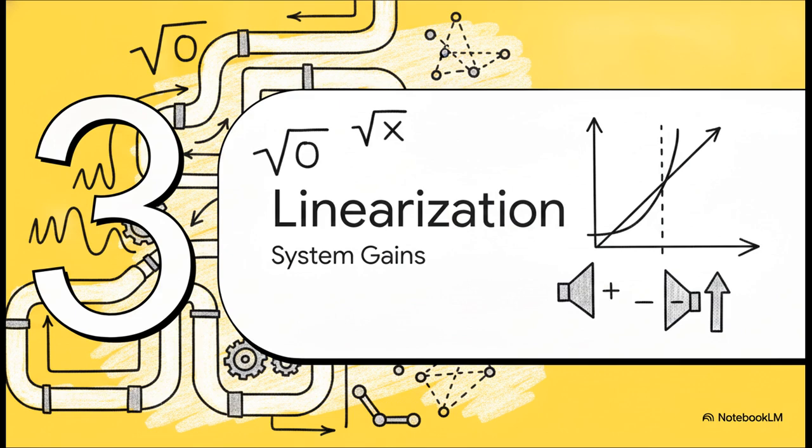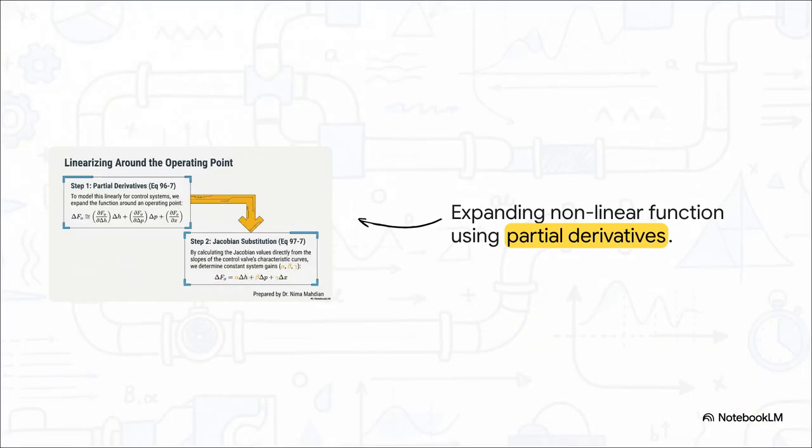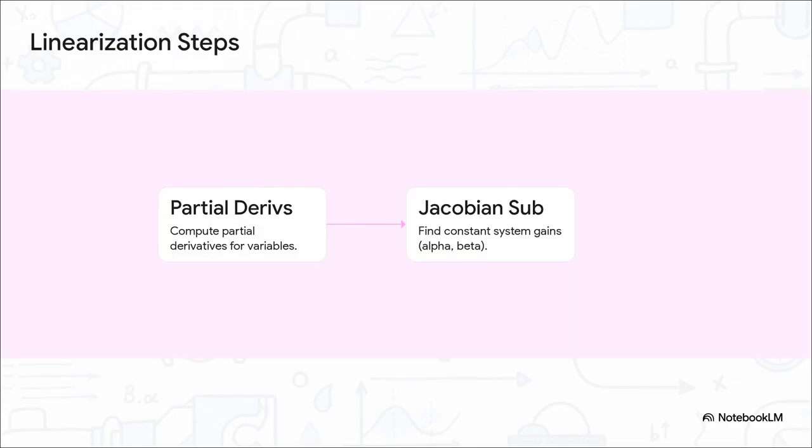To tame that wild nonlinear physics equation for our control systems, we basically expand the original function around a specific operating point using a Taylor series expansion. In step 1, we take the partial derivatives of the flow with respect to each of our 3 independent variables: the elevation, the pressure, and the valve displacement. By first applying those partial derivatives, and then executing a Jacobian substitution, which, by the way, we derive directly from the slopes of the control valve's characteristic performance curves, we successfully nail down our constant system gains.